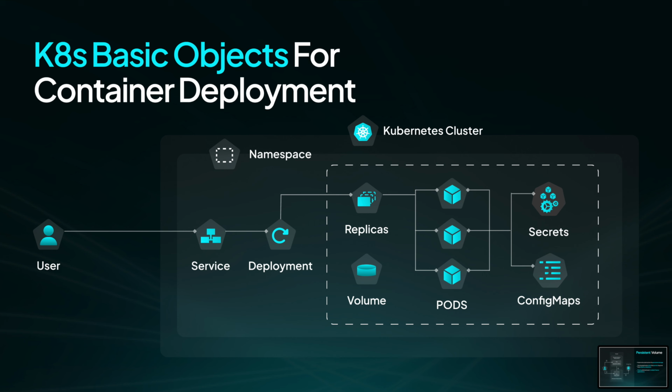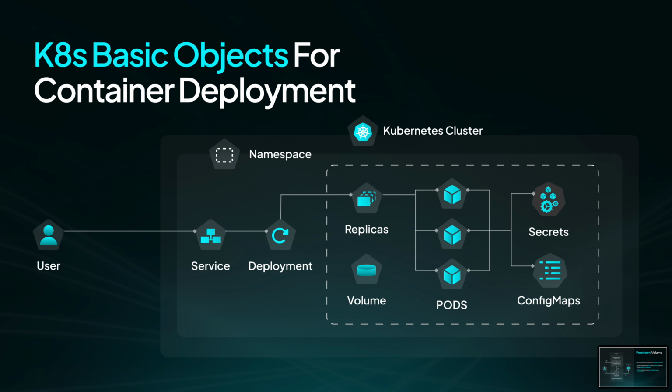Now, let's look at the comprehensive diagram that ties together all the basic Kubernetes objects we have discussed for continued deployment. As you can see in the slide, everything operates within the Kubernetes cluster. To keep things organized, we use namespaces to logically partition our cluster resources, providing isolation for different environments or teams. At the heart of managing our applications, we have the deployment. The deployment's primary role is to manage replicas, ensuring that a desired number of identical application instances are always running. These replicas are responsible for creating and managing our individual pods.